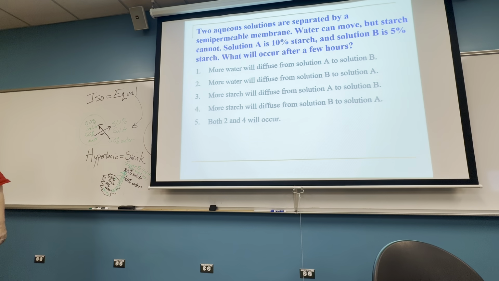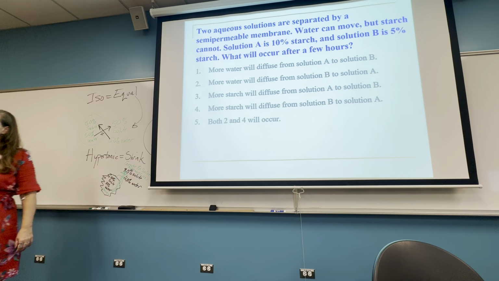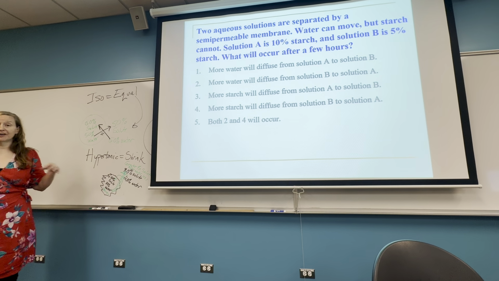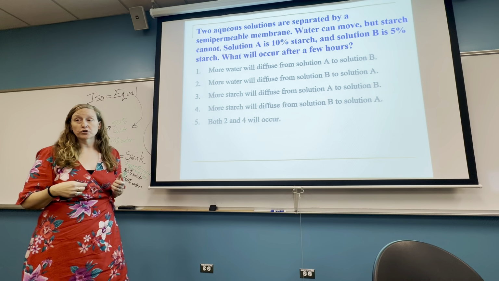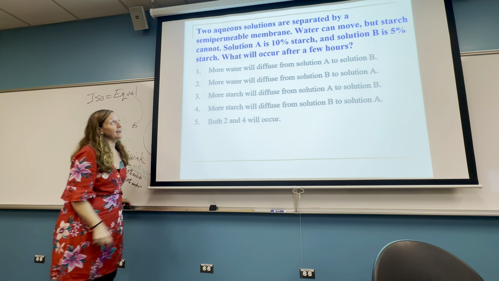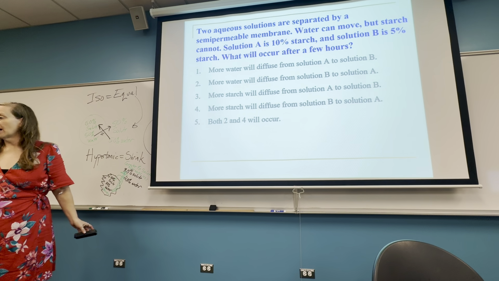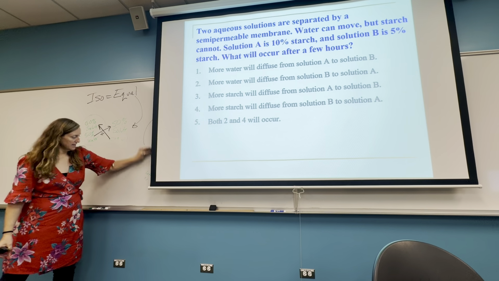All right, let's think about this question. Two aqueous solutions, and when I say aqueous, I mean water solutions, are separated by a semi-permeable membrane. Water can move across, but starch cannot. So it's like the dialysis tubing, your sausages that you made, where the water could move back and forth, but the sugar couldn't. So in this case, the water can move, but the starch can't. Solution A is 10% starch, and solution B is 5% starch. What will occur after a few hours? So give this a read over, and then I'm going to draw this out.